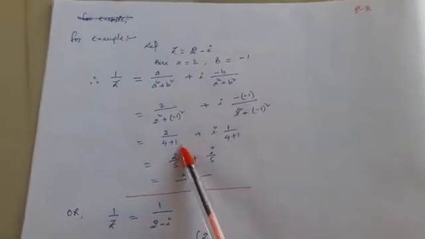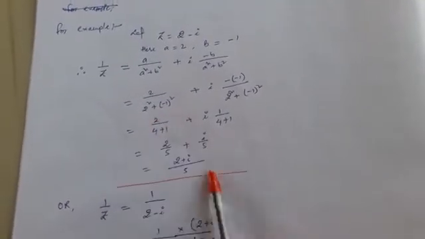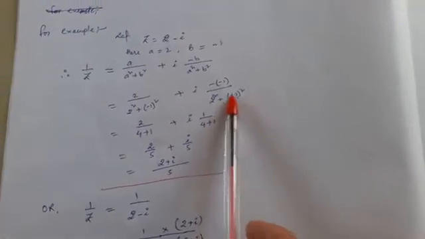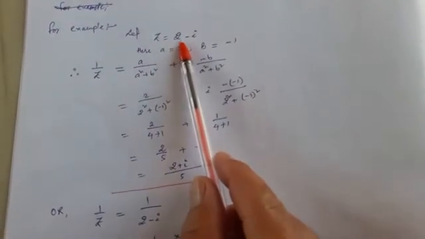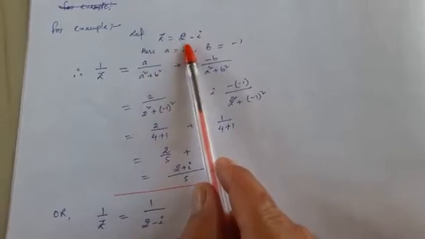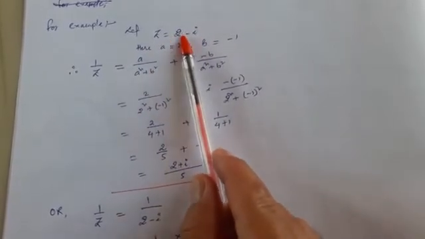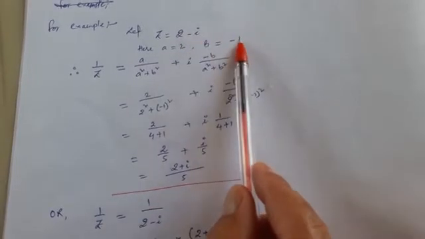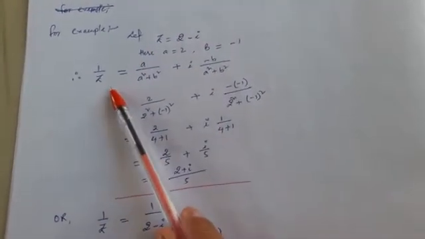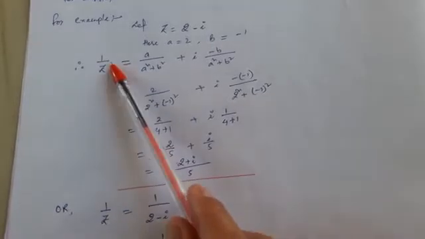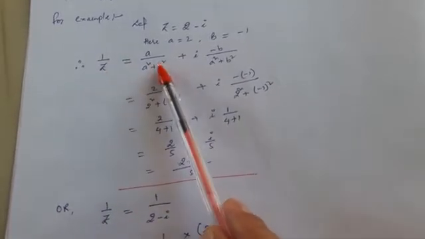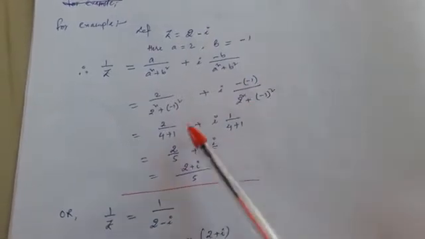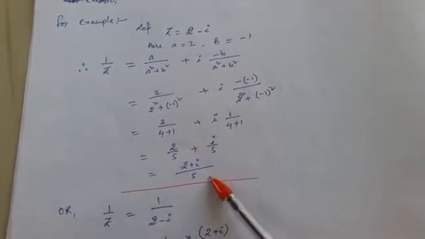Now by taking this example, we try to understand how to find the multiplicative inverse of the given complex number. Say this is one of the given complex numbers, z is equal to 2 minus i. Here what is the value of a? The real part is 2 and the imaginary part is minus 1. Now let us find the value of 1 by z. We apply this formula and replace all the values here, then we get this value.